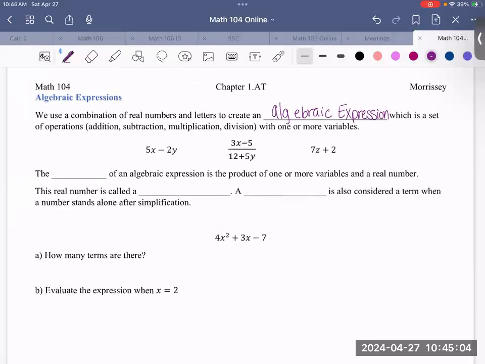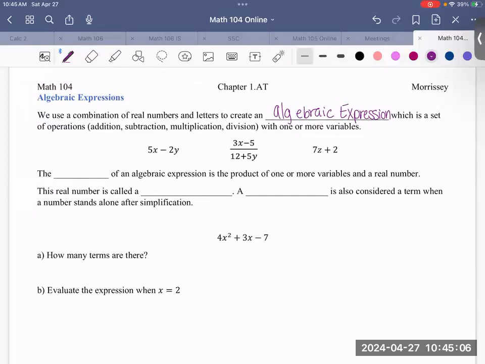Which is a set of operations. So just a series of addition, subtraction, multiplication, division, you name it, with one or more variables. That's what it means to be an algebraic expression. So all of these below are different types of expressions. You'll see there's addition, subtraction, multiplication, a few different variables going on. And what we're going to be looking at are how to break these down.